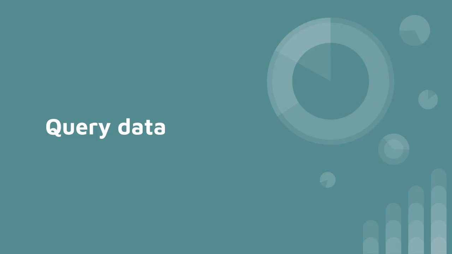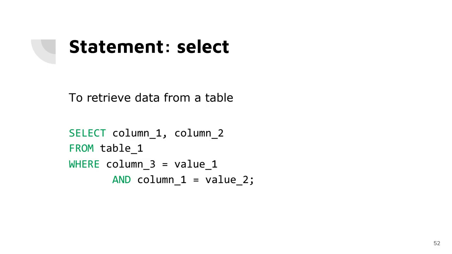Okay. Those are the update instructions. And then we can query data. That's done using select. And so it's always select from where. In the from statement, you write the table name. In the select, you write which columns you want to return. And in the where, you write your condition.